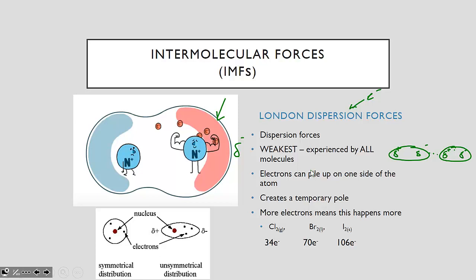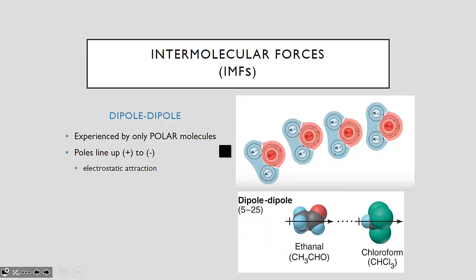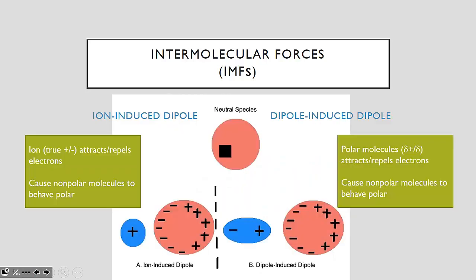So London dispersion forces deal with the dispersion of electrons. The more electrons you have in an atom, the more electrons you have in a molecule, the higher the melting point or boiling point based off of London dispersion forces. So while every molecule experiences London dispersion forces, and London dispersion forces grow with the number of electrons, only polar molecules experience a true dipole-dipole moment. Now, polar molecules can influence or induce a dipole on something that's nonpolar.